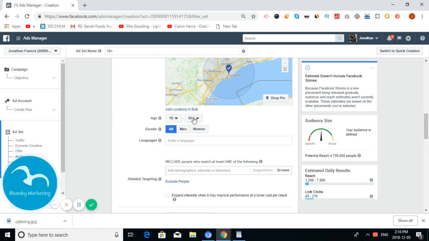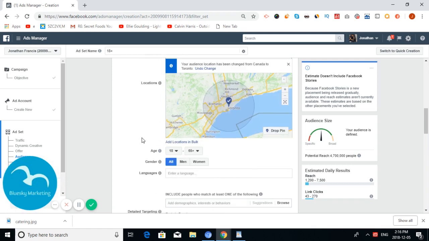There was a study where a college roommate was able to pinpoint his college roommate to the T simply by adjusting the age, the gender, everything. It's amazing the amount of things you could do with your Facebook ads platform. So let's just say your target audience is between the ages of 25 all the way up to 65 plus.